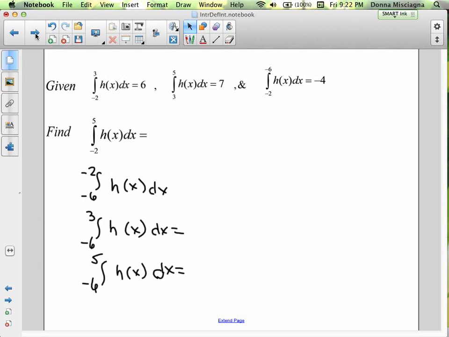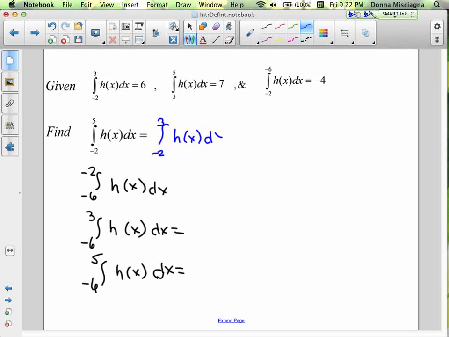All right, so you can add these ones. I think the first one's in your notes. I wrote a couple others. All right, so we want to find the answer for the integral of h of x dx from -2 to 5. Notice there is no -2 to 5 there. There's a -2 to 3, and there's also a 3 to 5.